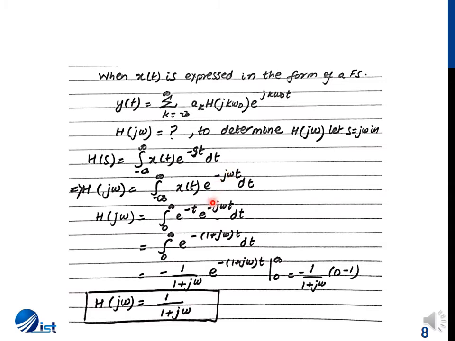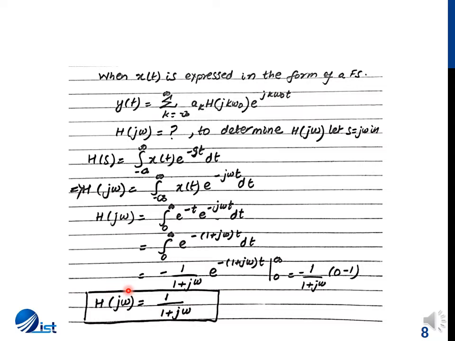I substitute the expression for input. Since input was defined from the interval 0 to infinity by virtue of being multiplied by the unit step function, the limits are modified and we get H(jω) equal to the integral of exponential minus t into exponential minus jωt dt. When we integrate this expression, we get minus 1 by 1 plus jω into exponential of minus (1 plus jω)t, and after substituting the limits from 0 to infinity, H(jω) comes out to be 1 by 1 plus jω.